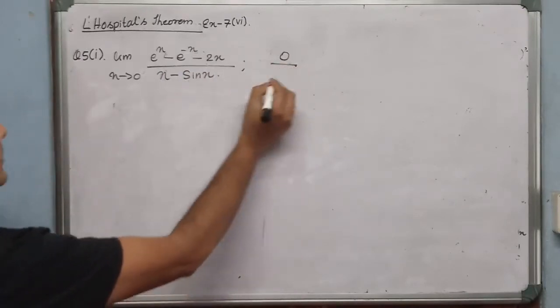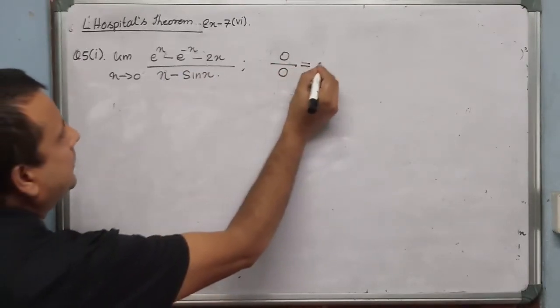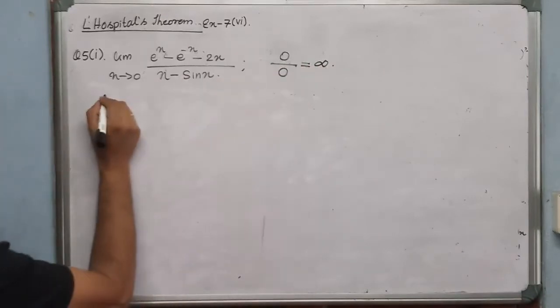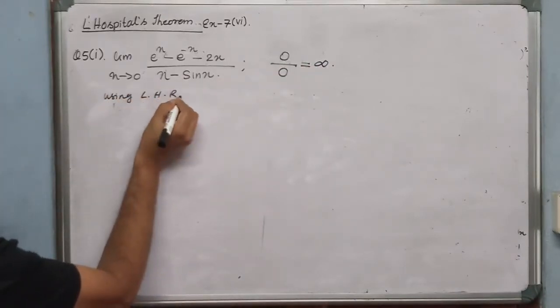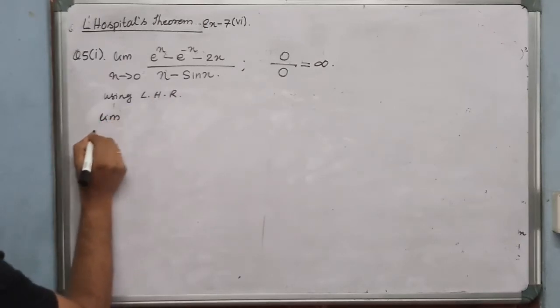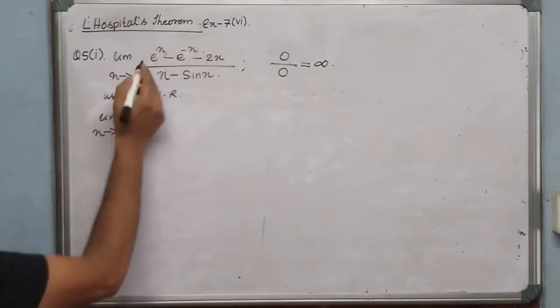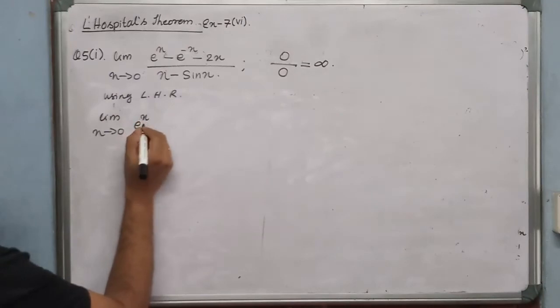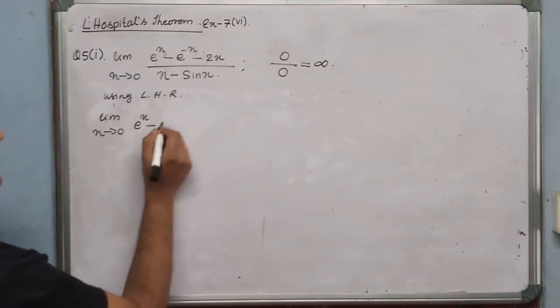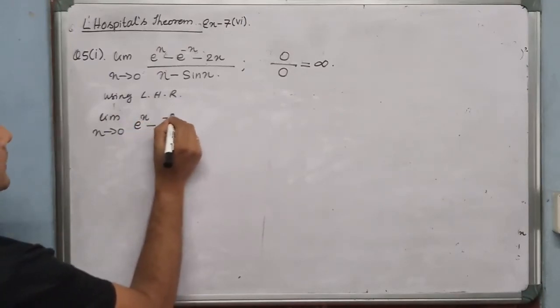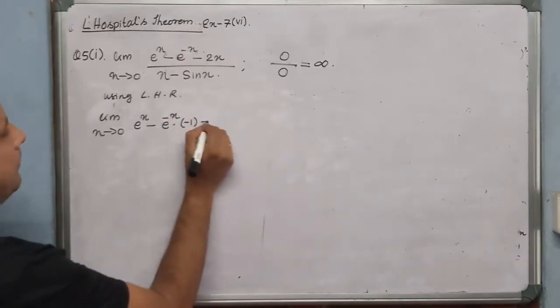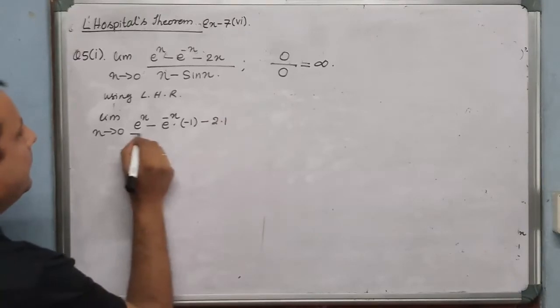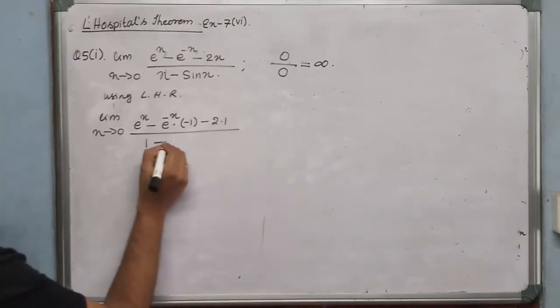X is 0, sine is also 0. Now it is in the 0 over 0 form, undefined. Using L'Hospital's rule, now we'll get limit x tends to 0, derivative of e to the power x is e to the power x, and derivative of x is 1, minus derivative of e to the power minus x is e to the power minus x into the derivative of minus x, which is minus 1, minus 2 times derivative of x, which is 1, over 1 minus cos x.